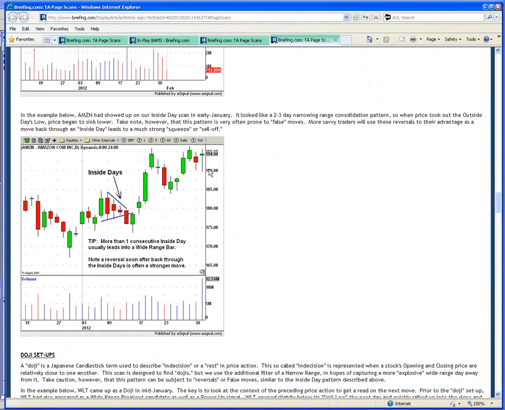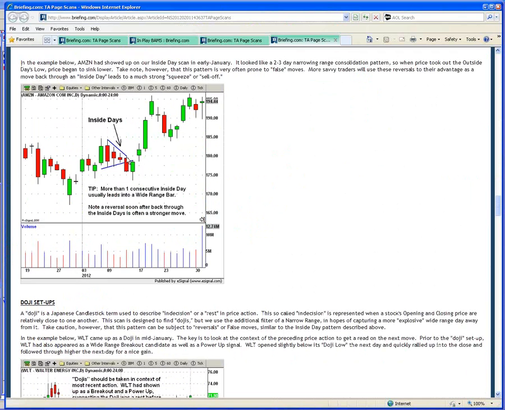Back to the tutorial page. Amazon is a perfect example. It's actually the opposite of what I just recently showed in Decker's, D-E-C-K. So you have 2 inside days going on here. The price broke out. It was good for a short trade. You could have even carried a little bit overnight and probably made an extra few dollars.